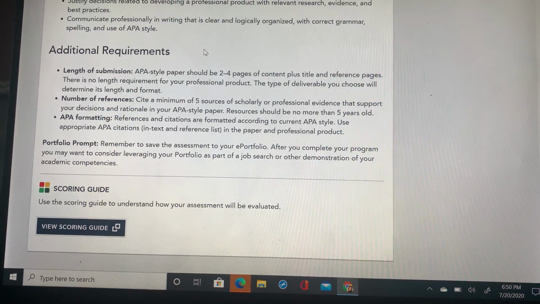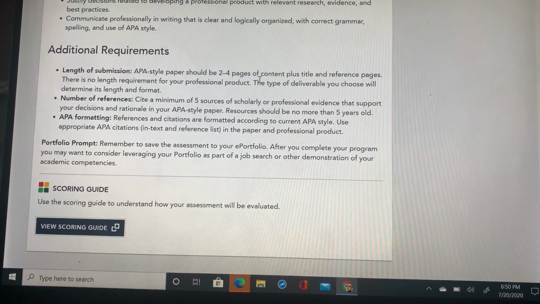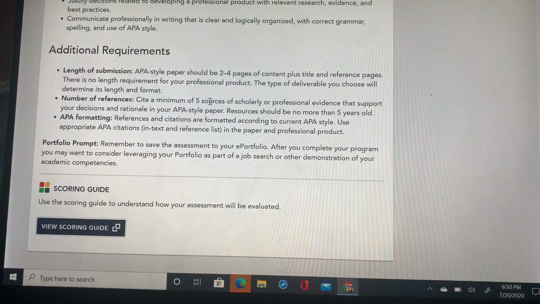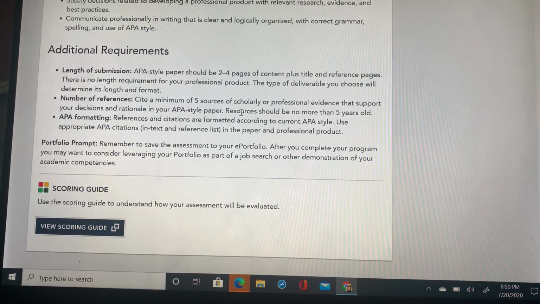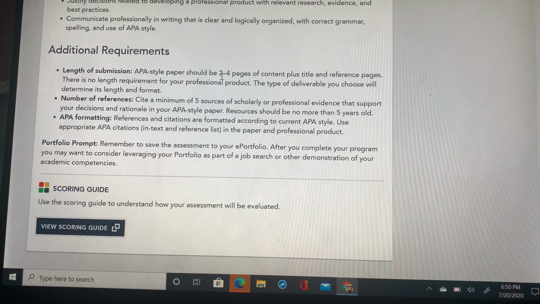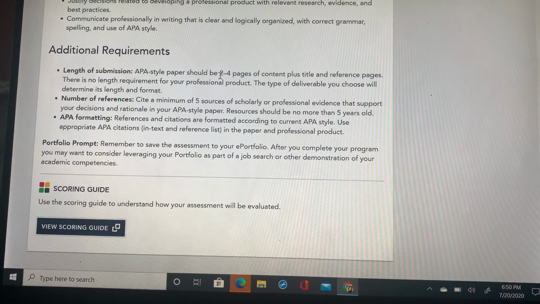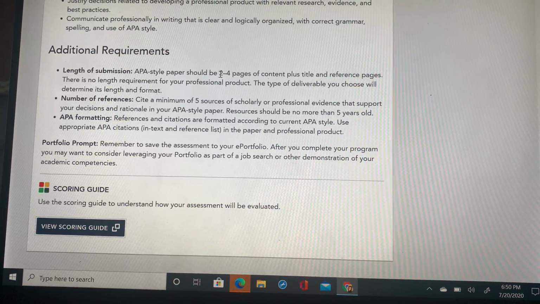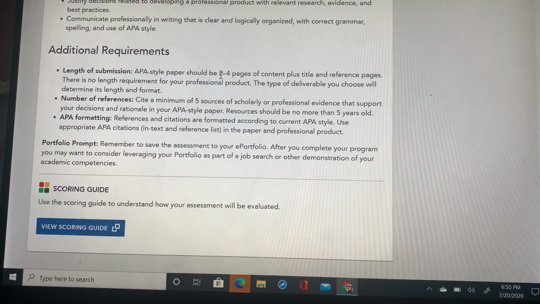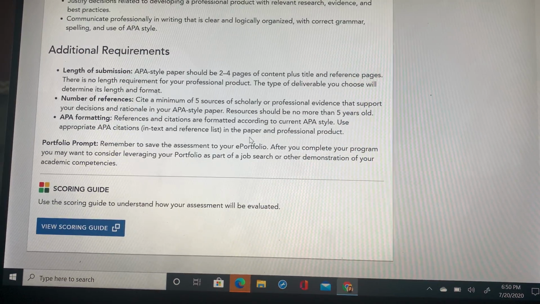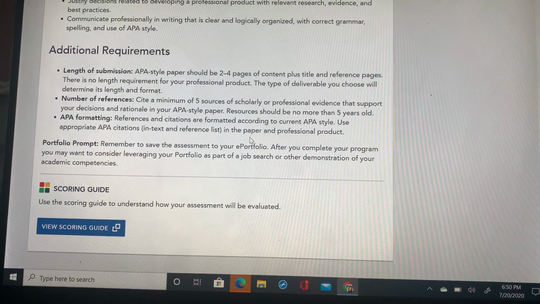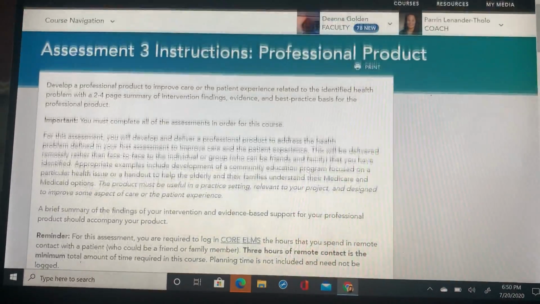this paper is to be 2 to 4 pages. Cite 5 sources. So you can write a 2-page paper. It should be 4 pages, including your title page and your reference page. I think I wrote like 5 pages. I just was like, I don't know.